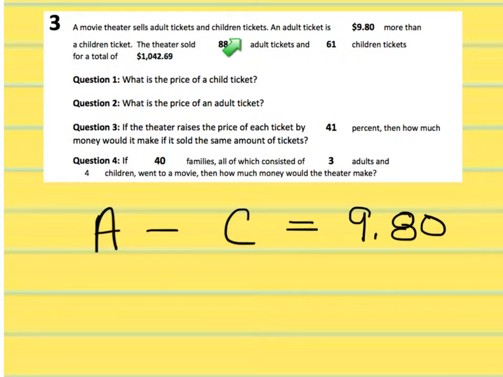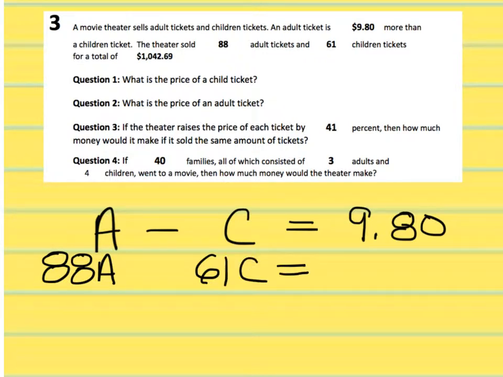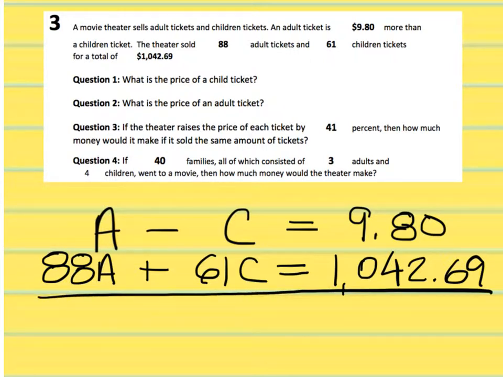Then the theater sold 88 adult tickets and 61 children tickets for a total of $1,042.69. What equation can I create from that? You got all of it except the operation. If I subtract those two, that will not give me $1,042.69. If I add them, then it will. So here is your system of equations. You must now solve it.